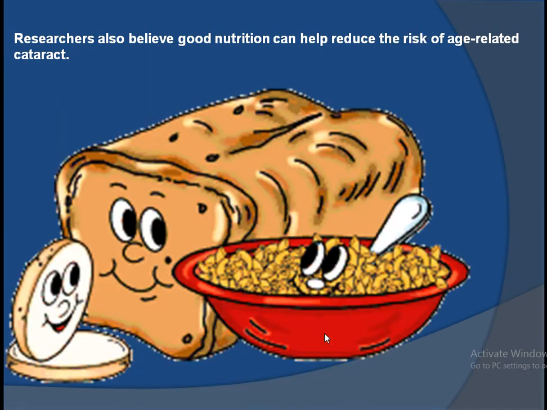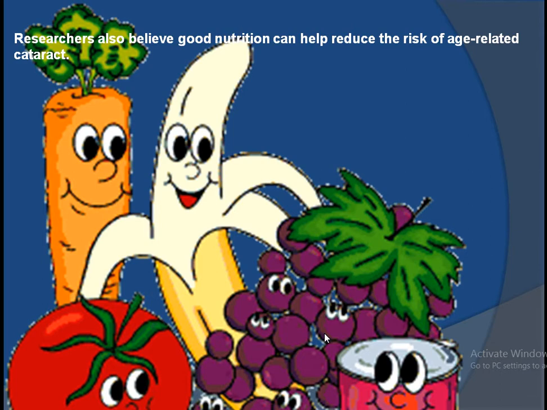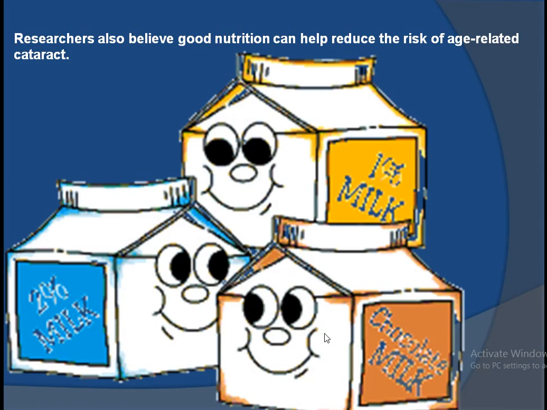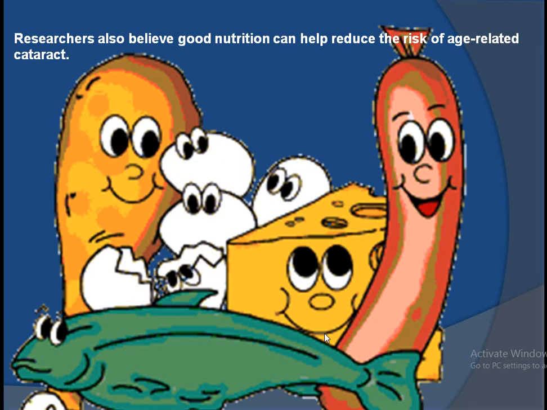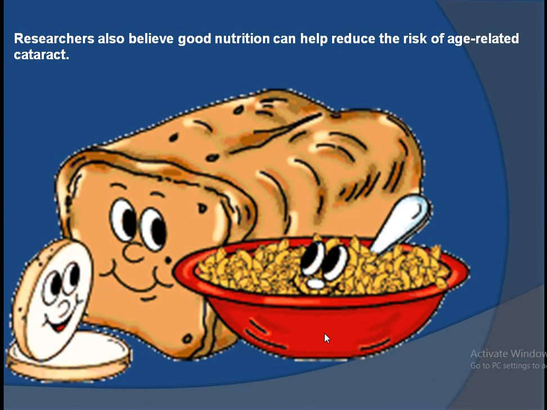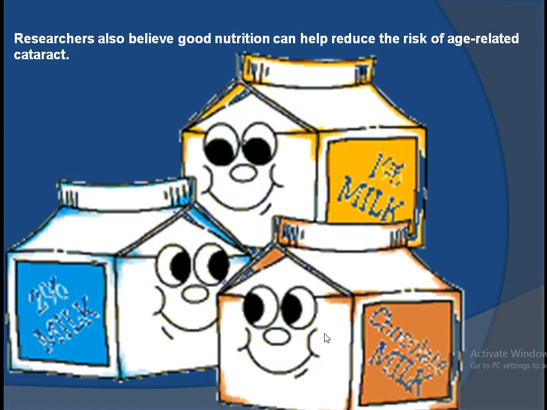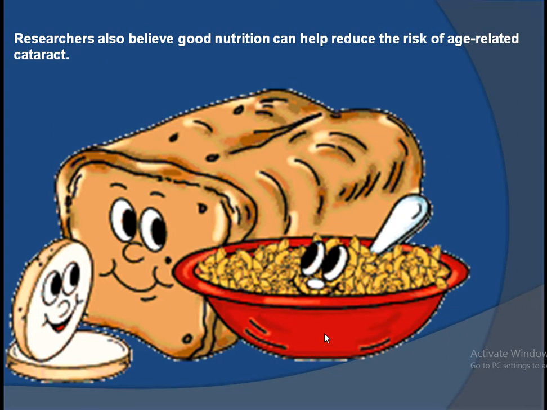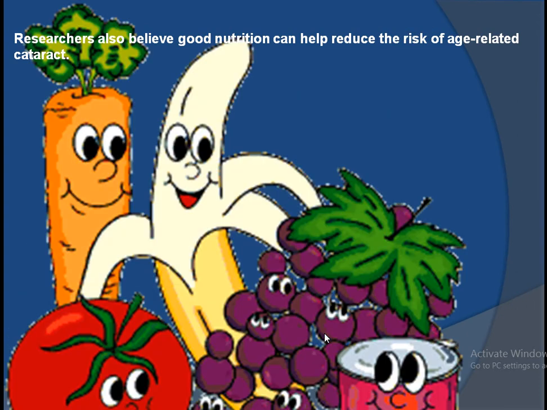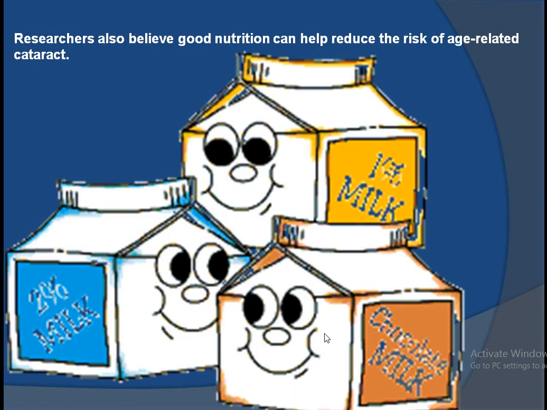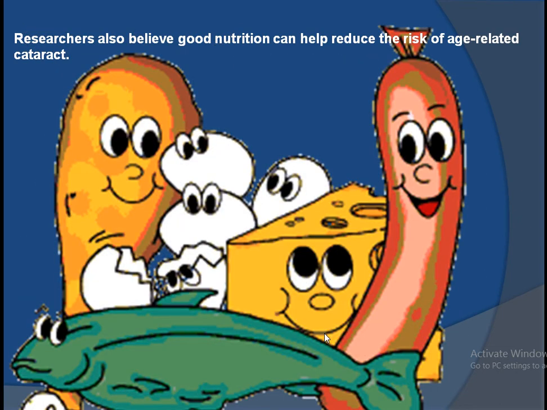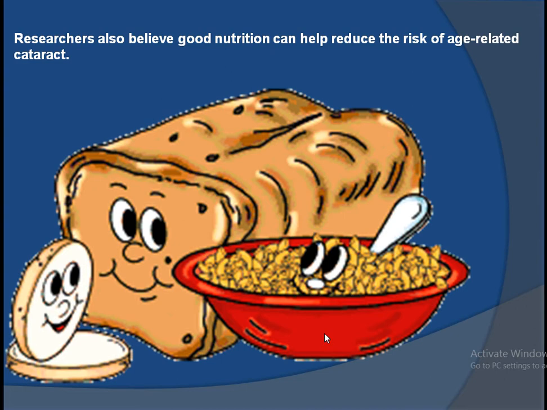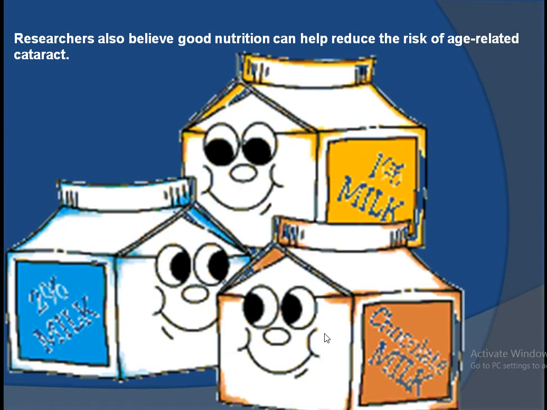Researchers also believe good nutrition can help reduce the risk of age-related cataract. So as we have changes in the whole body because of age, that must be minimized with a good diet, so it can be helpful in the case of the eye also.